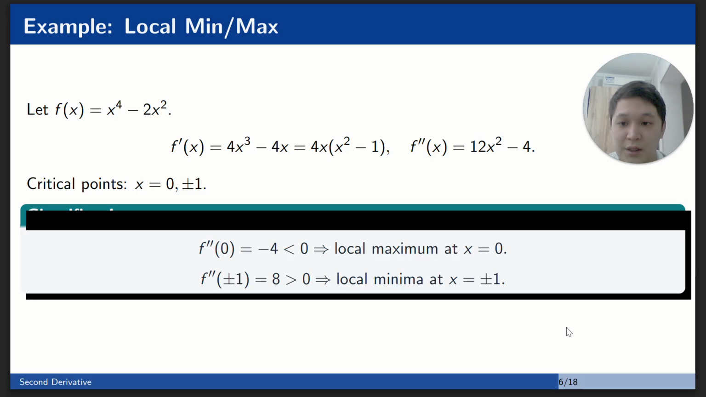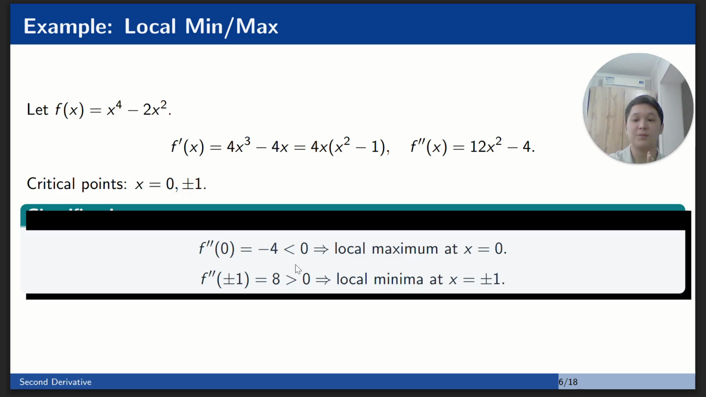So here we also have local minimum and local maximum. First we find the critical points using the first derivative, and then we classify them using the second derivative. At a critical point, f prime of x equal to 0, if f double prime of x is bigger than 0, it's a local minimum. If it's less than 0, it's a local maximum.